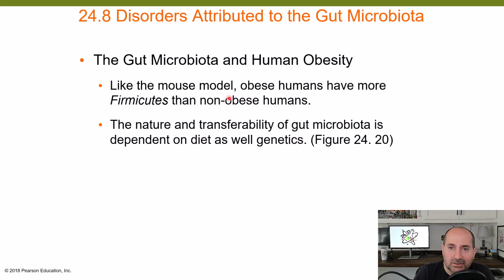Like the mouse model, obese humans have more Firmicutes than non-obese humans. So they took that mouse study, they translated it to humans, and they see that it still holds true in humans as well. The nature and transferability of gut microbiota is dependent on diet as well as genetics.